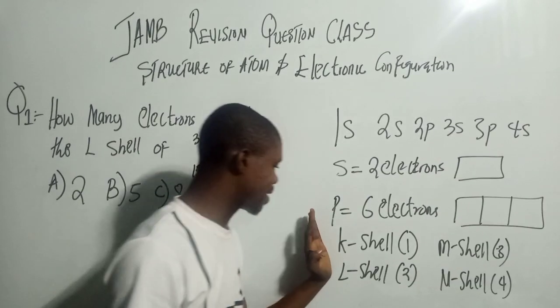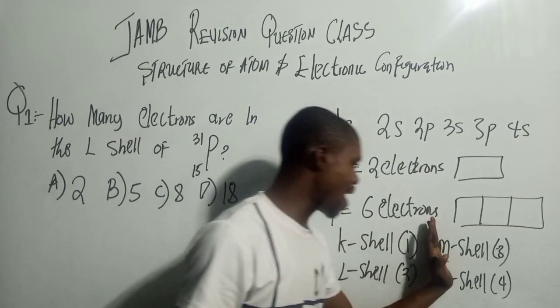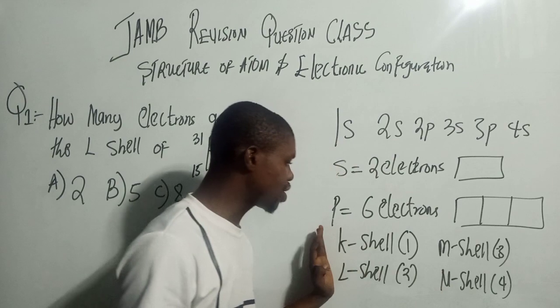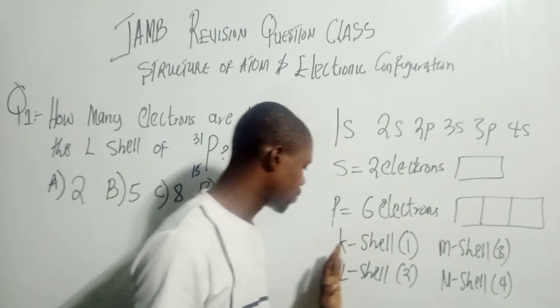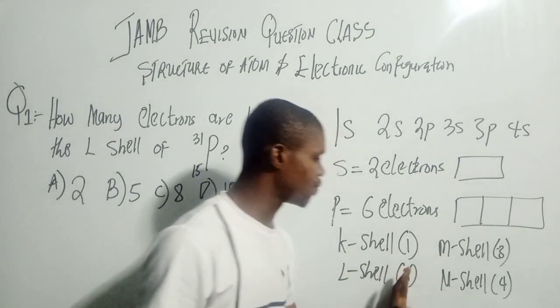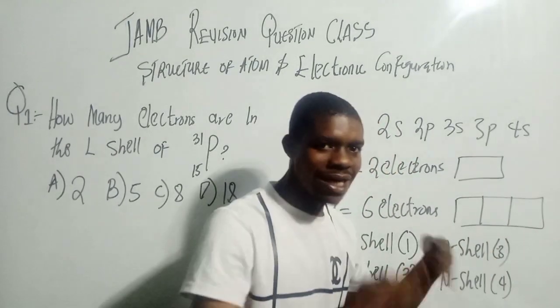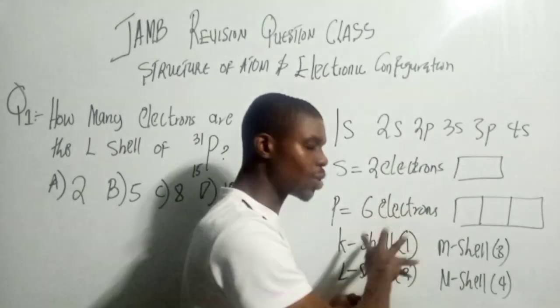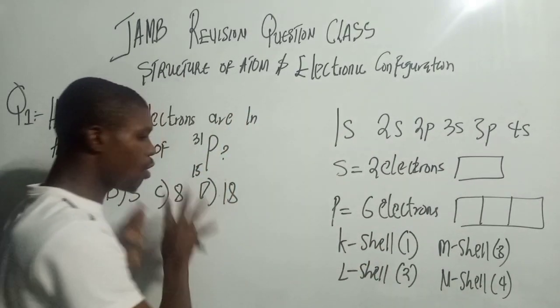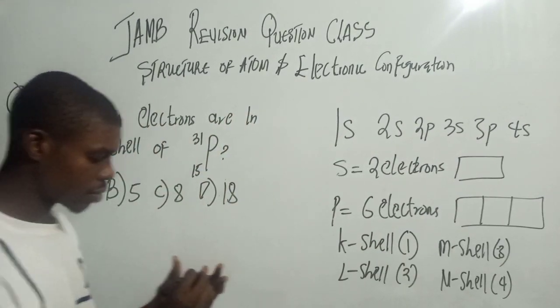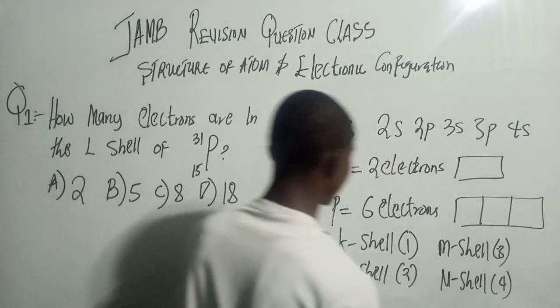And you must take note: K shell, L shell, M shell, N shell. K shell is the first energy level. L shell is the second energy level. M shell is the third energy level. N shell is the fourth energy level. So you have to copy this one down because you are going to make use of it in this question. So let me write this down.